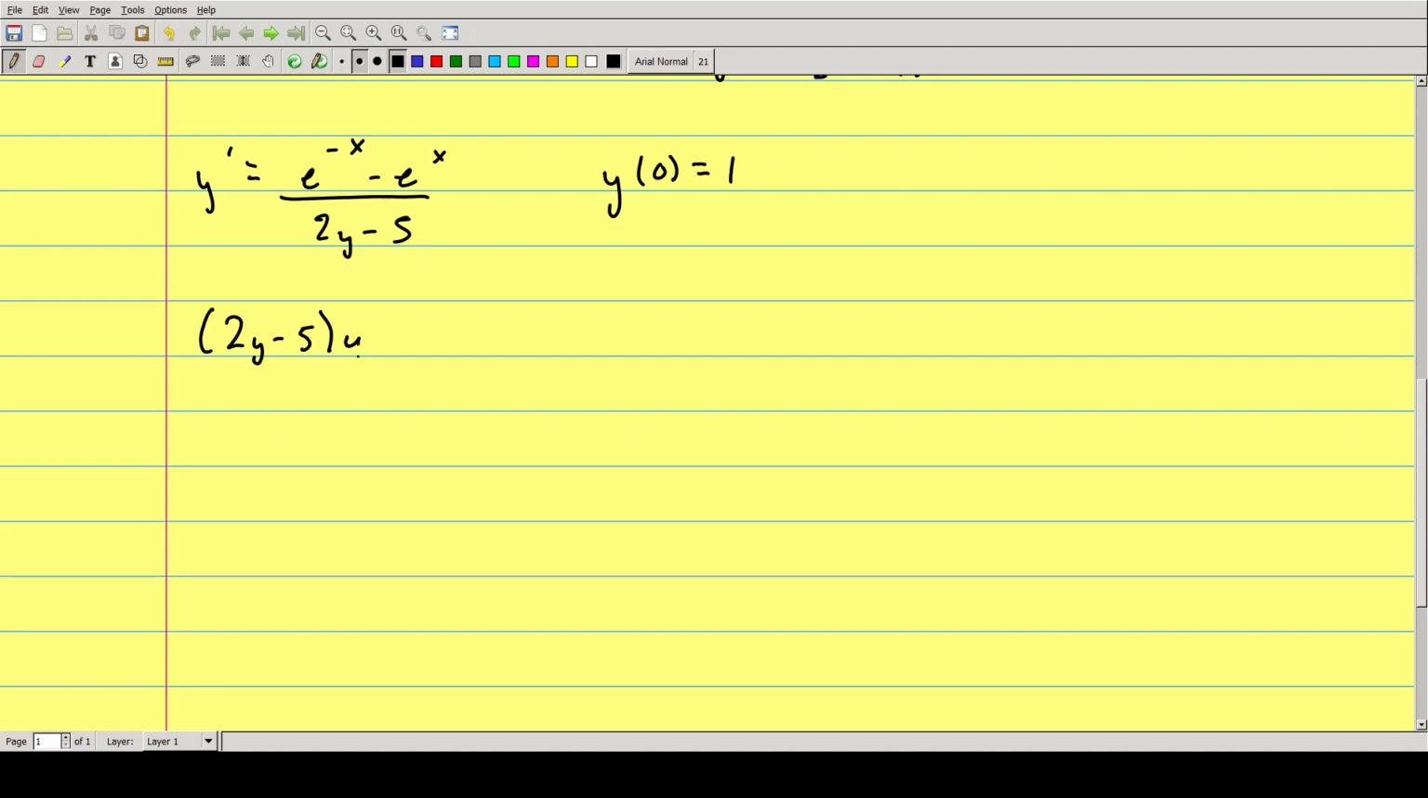We don't have to do any extra work to separate variables. We can just multiply both sides by the denominator. That gives us an expression similar to what we had last time. We can, again, integrate both sides of the equation.